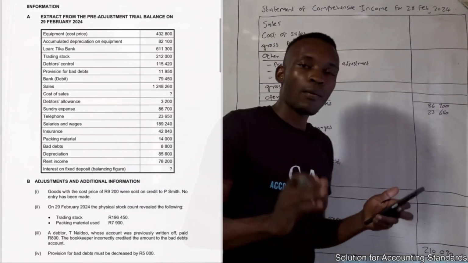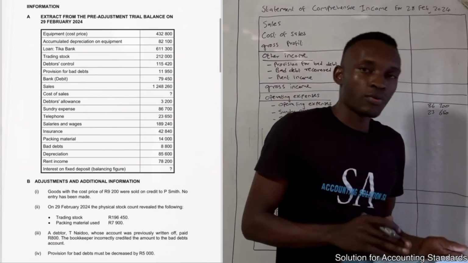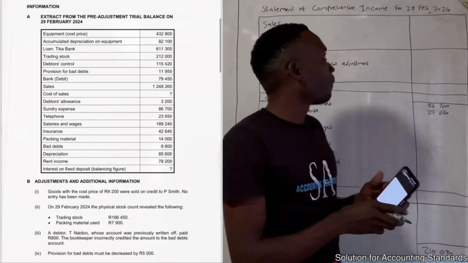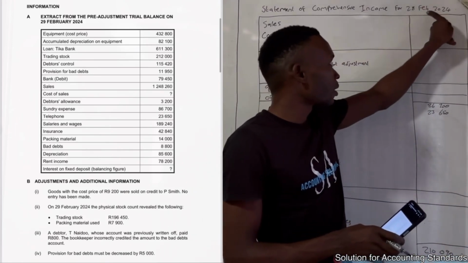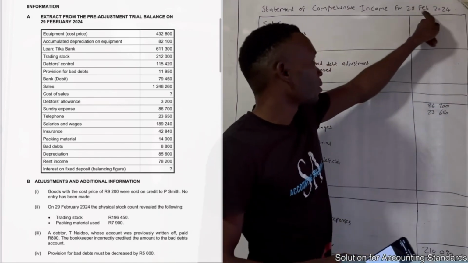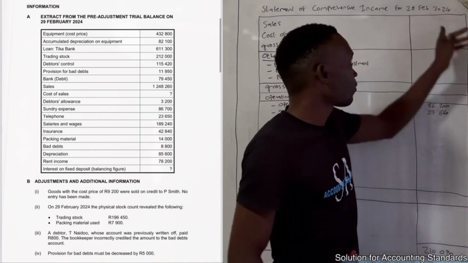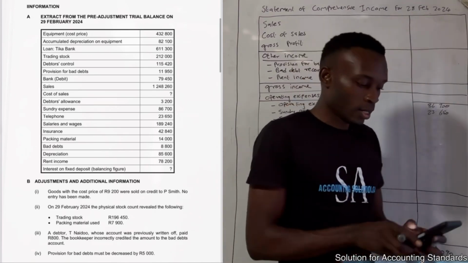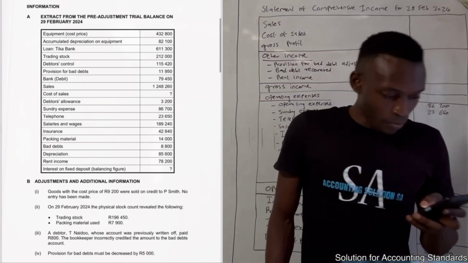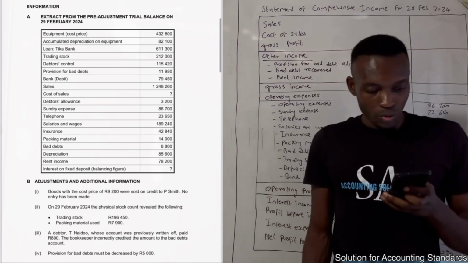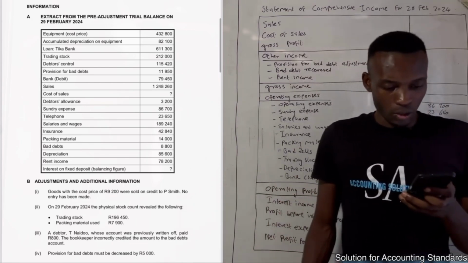In other words, our year started last year in 2023 on 1 March, because it must be 12 months from 1 March 2023. If you count it until 28 February 2024, it's 12 months. Okay, we have been given equipment, accumulated depreciation, loan, trading stock, and so on and so on.